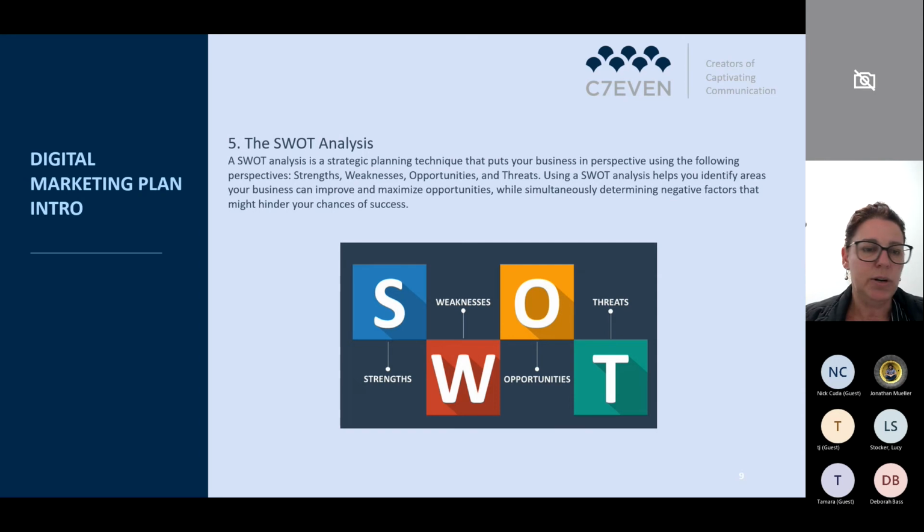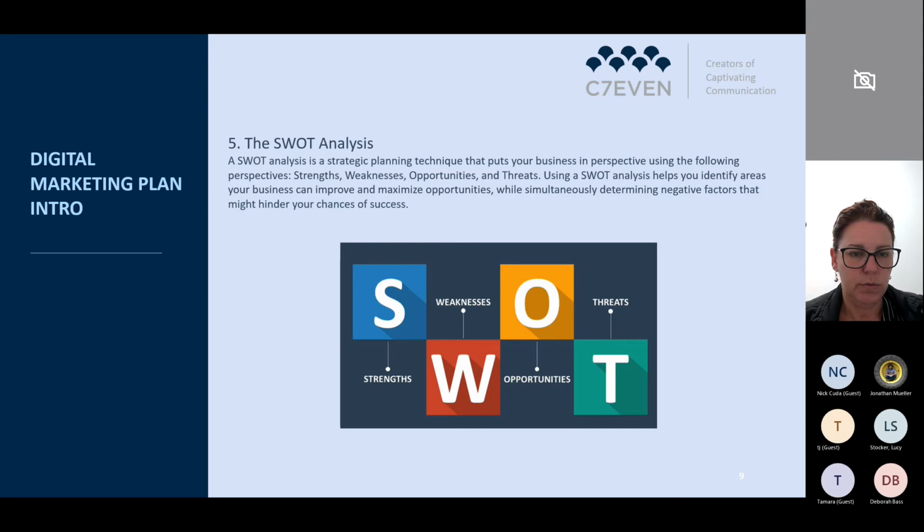So we'll go through the SWOT analysis, and there's actually another activity for this one as well, but we'll just talk this through in a little bit more detail. A SWOT analysis is a strategic planning technique that puts your business in perspective using the following elements: strengths, weaknesses, opportunities, and threats. The SWOT analysis helps you identify areas that your business can improve and maximise opportunities, while simultaneously determining negative factors that might hinder your chances of success.